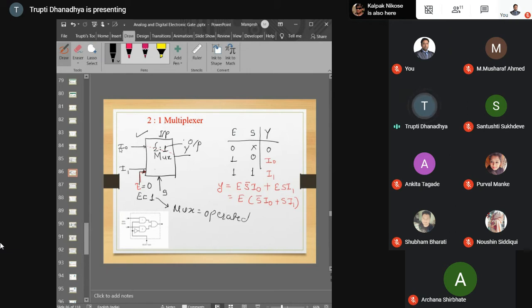So this is the basic circuit diagram for your 2 to 1 multiplexer. You can see here two inputs are applied, and only one output is taken out by the mux. Multiplexer is also called mux. So here I am drawing the circuit diagram. I am trying to draw the truth table. Here is the truth table. Here is the enable line, then there is a selector line, and Y is the output.